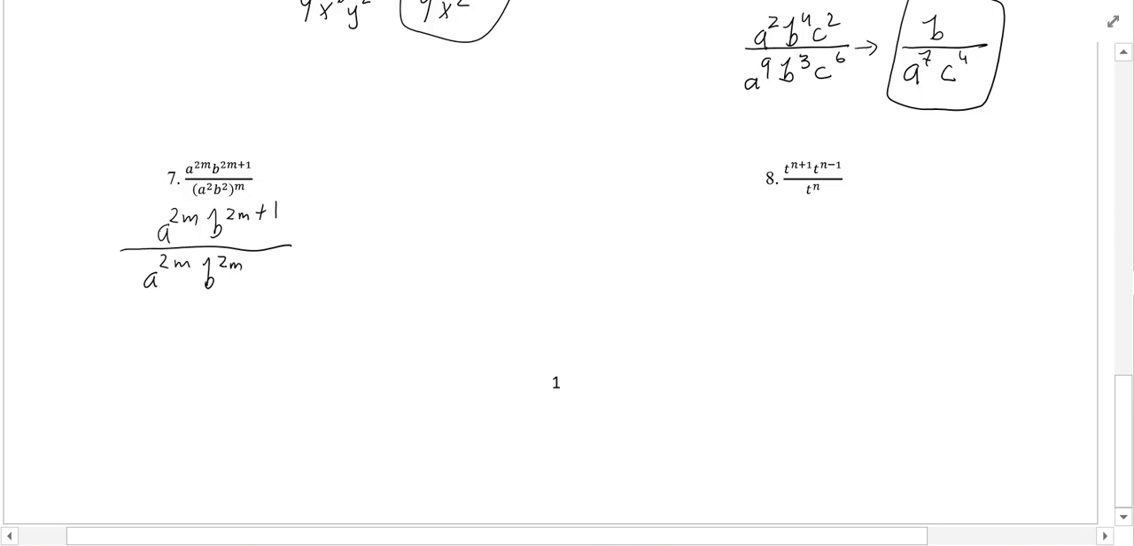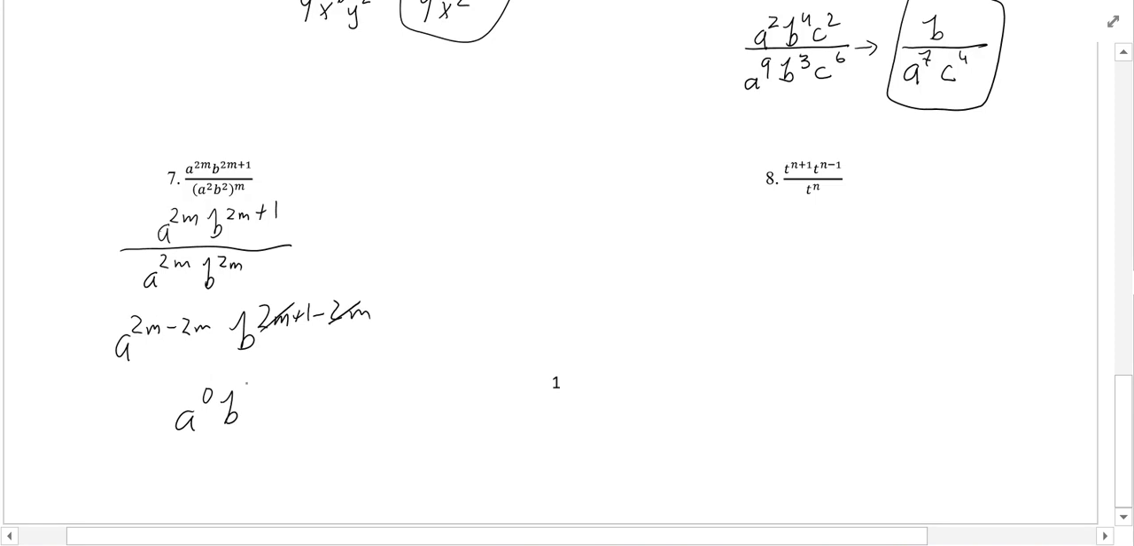And then you can do your rules. Remember, your rules are simplifying, or if you want to think of it in terms of subtraction, you're saying numerator minus the denominator. So it would look like this, a to the 2m minus 2m, and then you could say b to the 2m plus 1 minus 2m. And so you could reduce those. This becomes a to the 0. These two cancel, 2m minus 2m.